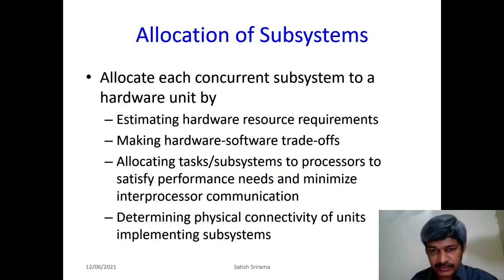We will discuss all these things in detail. We can also allocate these tasks or subsystems to processors to satisfy performance needs and also minimize inter-process communication. I already mentioned it: if you run the subsystems across multiple nodes, multiple hardware, what is happening to the inter-process communication? We will discuss these things. And we should also determine the physical connectivity of units that are implementing these subsystems. So let us look at these four things one after the other.